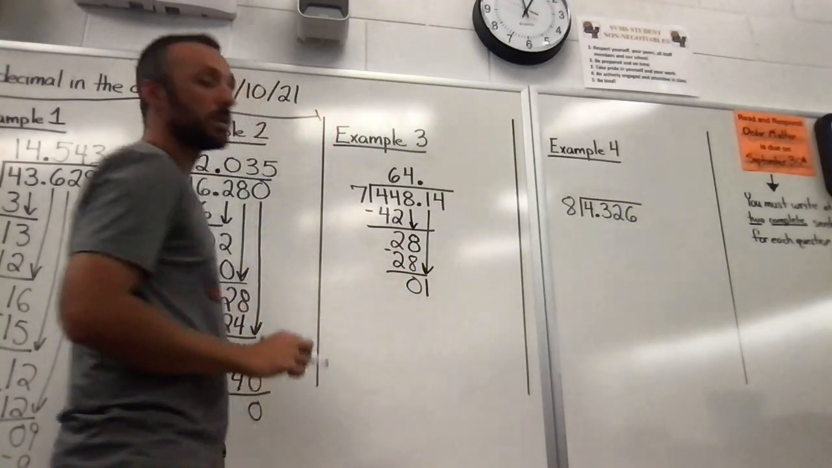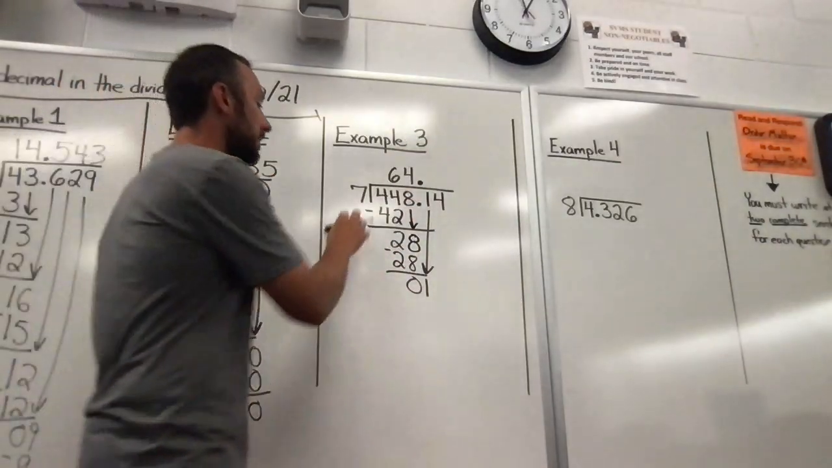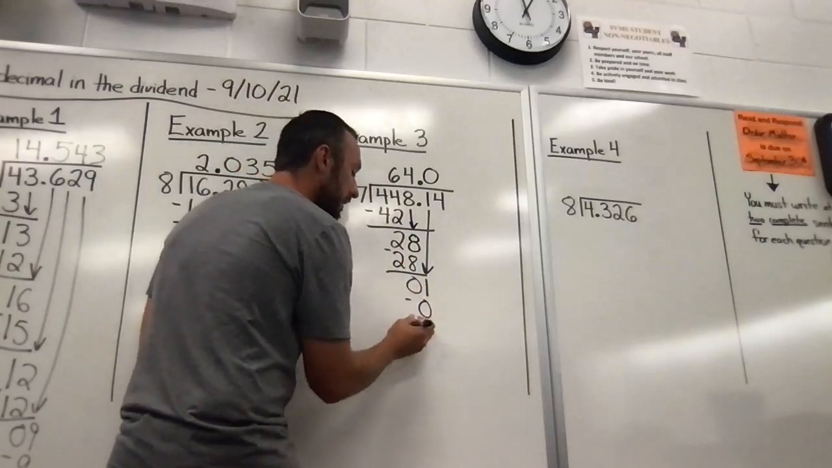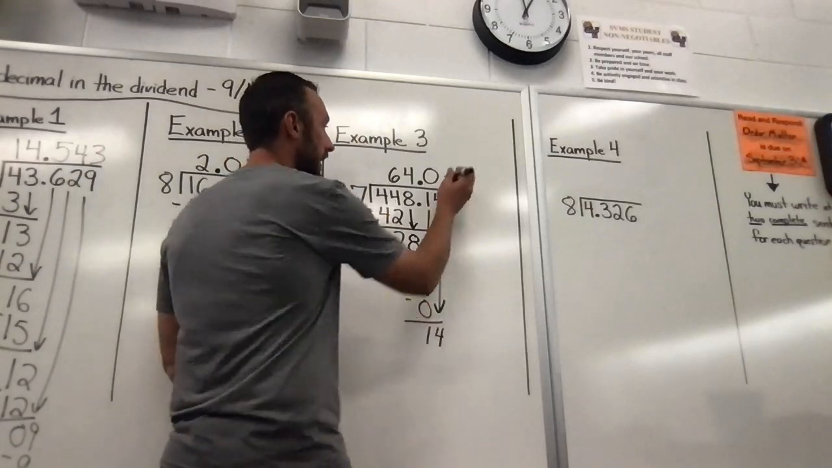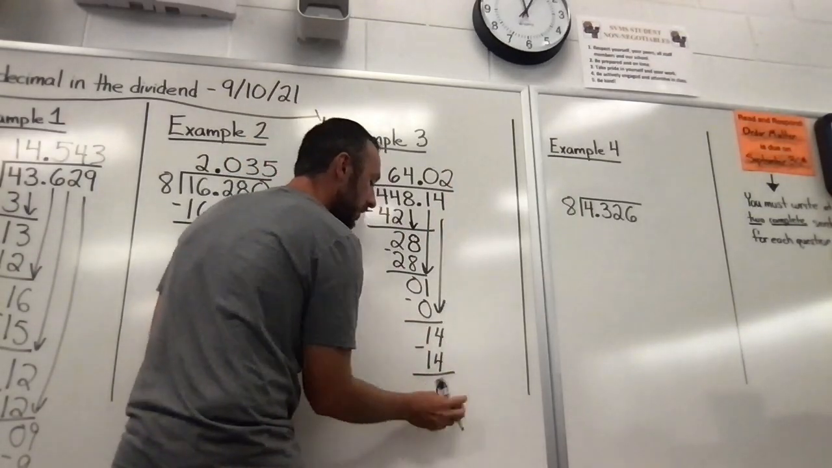7 cannot go into 1. But if I bring a number down, I have to put another number up in my quotient. So 7 goes into 1 0 times. 0 times 7 is 0. I subtract, I get 1. I bring down my 4. 7 goes into 14 2 times. I subtract, and on this one, I get a 0 down here, so I know I'm done.